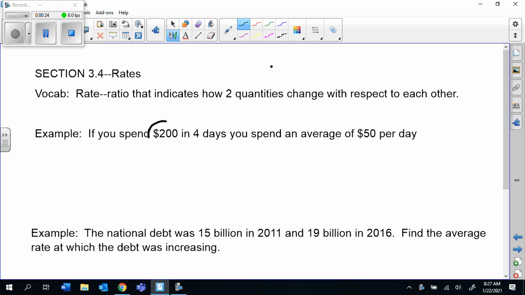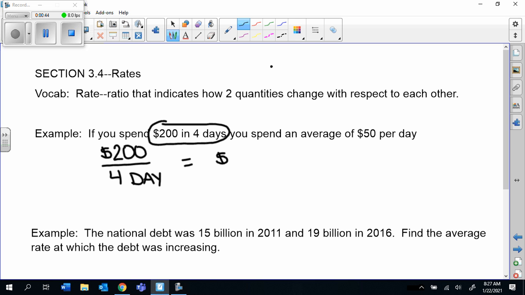So if we spend $200 in 4 days, and I divide that out, 4 goes into 200, 50 times, so you spend an average of $50 per day. Please note that that per is where the fraction bar goes.